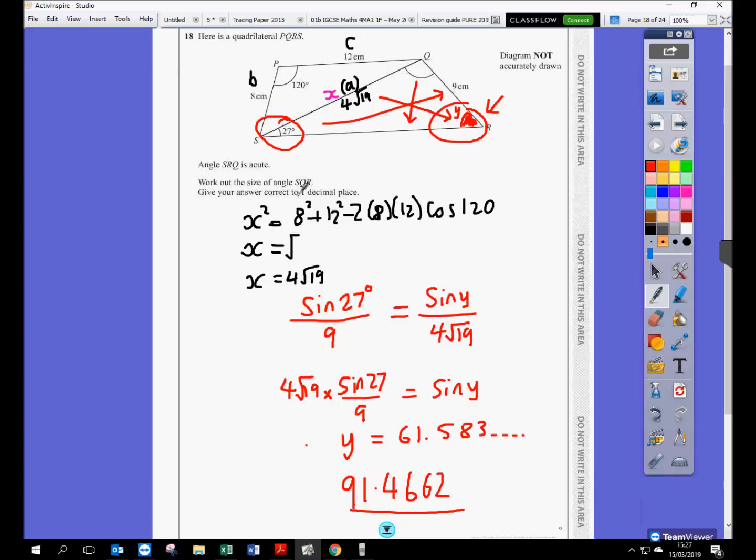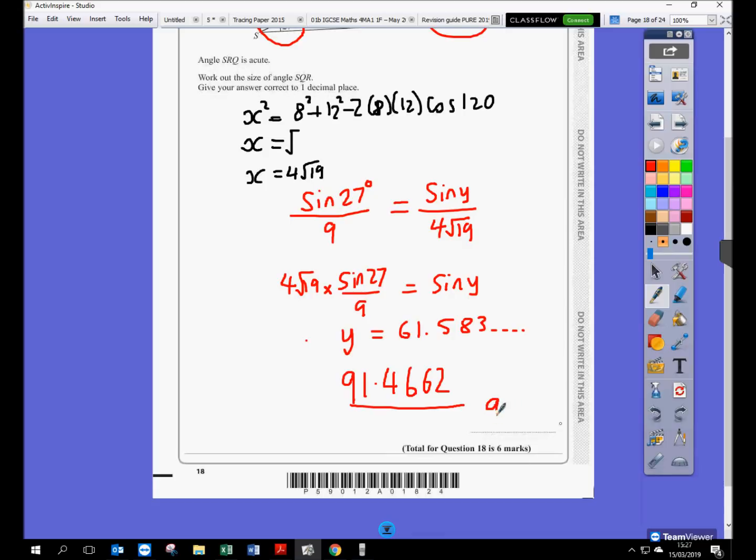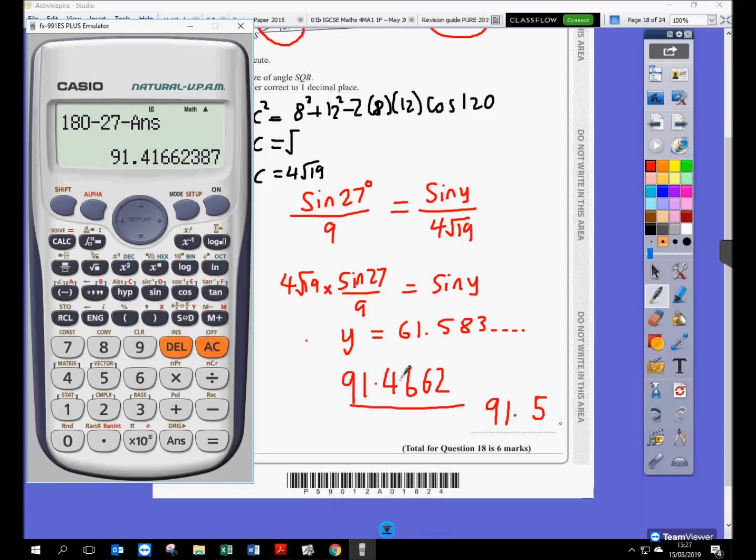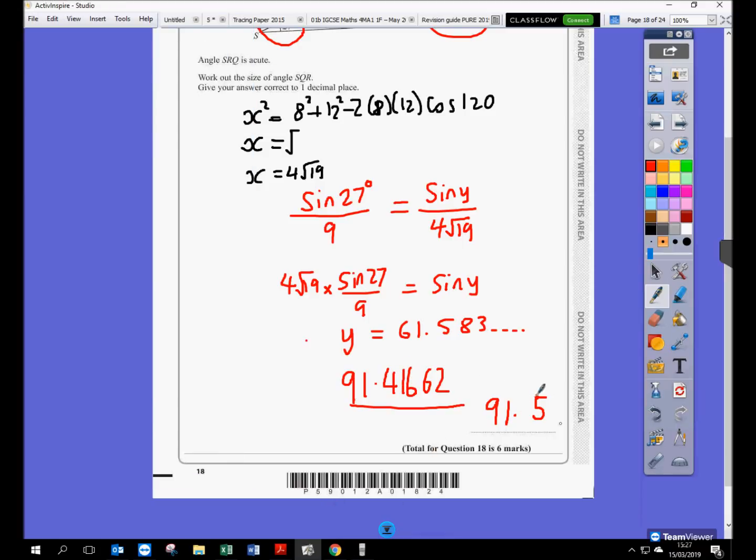Now, the size of angle SQR is what we're asked to work out, and I've just worked that out. That's 91.4. So there you go. Let's round it. I'll copy that down. Sorry, 91.416. So 91.4. Okay, 91.4. There you go.